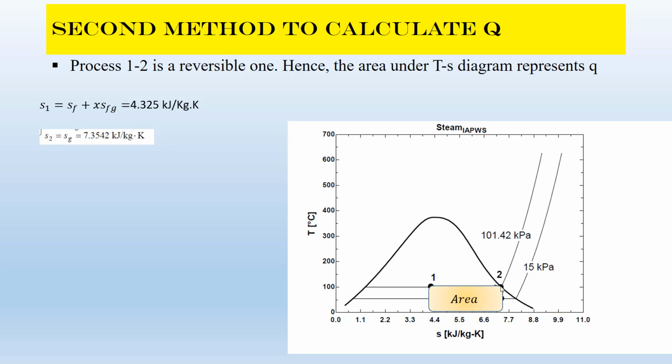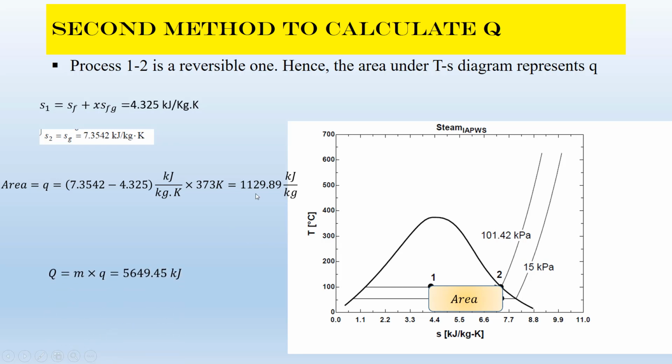Keep in your mind that the temperature must be in Kelvin, but not centigrade. So from here, the area under the curve is actually the difference between S2 and S1 times temperature. And then this is the Q per unit mass. If you multiply this value by M, which is 5 kilograms, you can actually find Q for process 1-2.